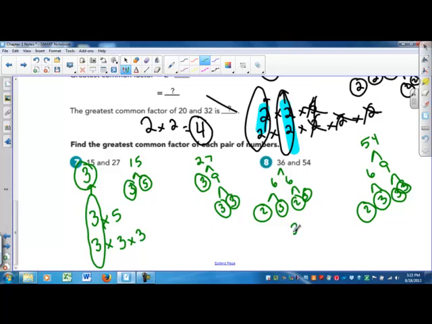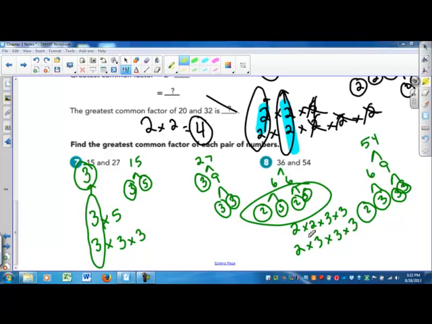So 36 is 2 times 2 times 3 times 3. So I'm just getting it from right there. Okay? And then this one has 2 times 3 times 3 times 3. Look for common factors. I see a common 2. Okay, I see a common 3 right there. I see a common 3 right there. Do they have anything else in common?